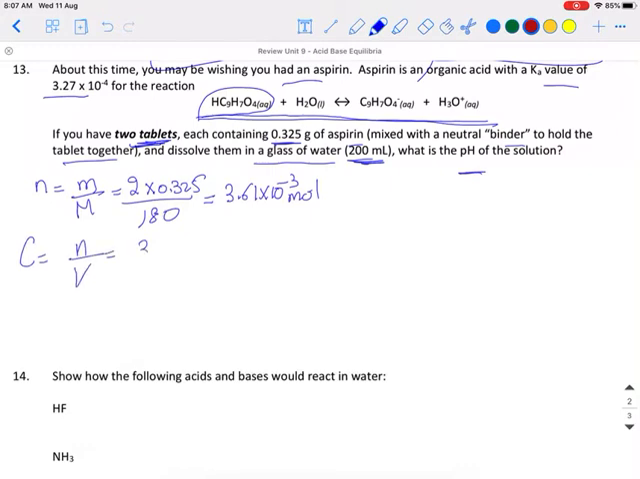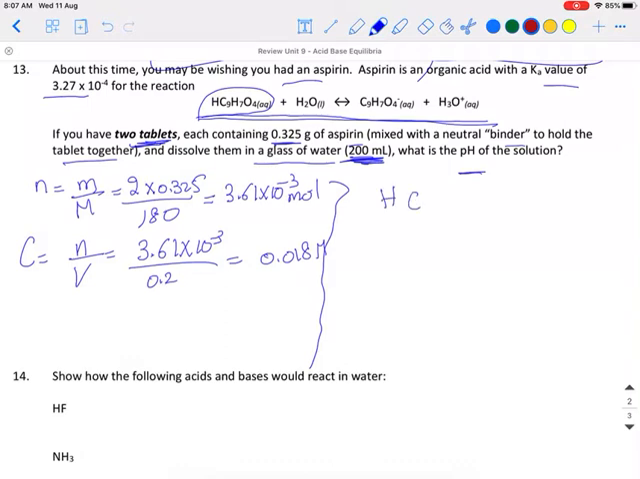I found the number of moles, so I can find the concentration, which is the number of moles over volume, which is 3.61 times 10 negative 3. Volume definitely should be in liters, so I divide 200 over 1000 to get 0.2, and the answer is 0.018 molar up to 2 significant figures. Now I found the concentration.